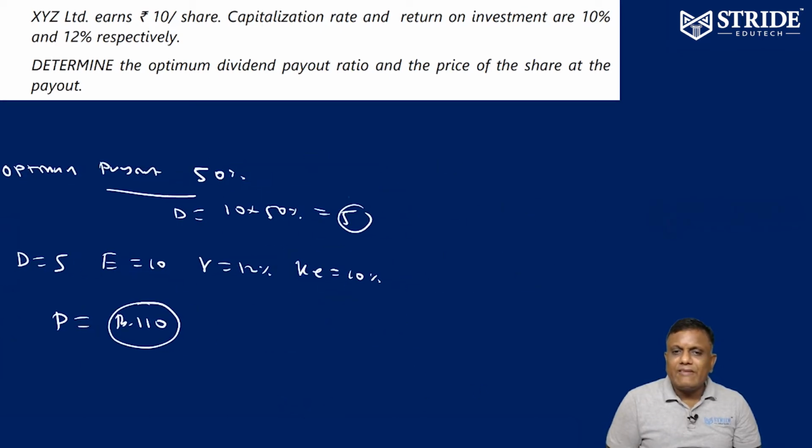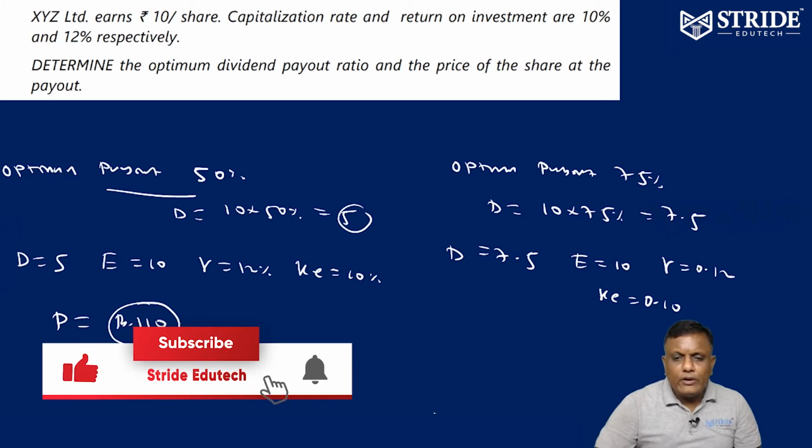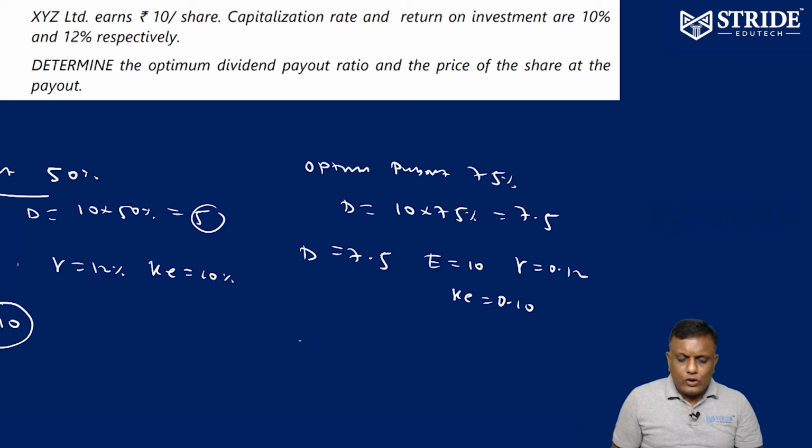Suppose the payout is 75%. That is, D is equivalent to 10 into 75%, that is 7.5. Now D is 7.5, E is 10, R is 12%, that is 0.12, KE is 0.10. Substitute in the Walter formula. You will be getting rupees 105 for the 75% payout.